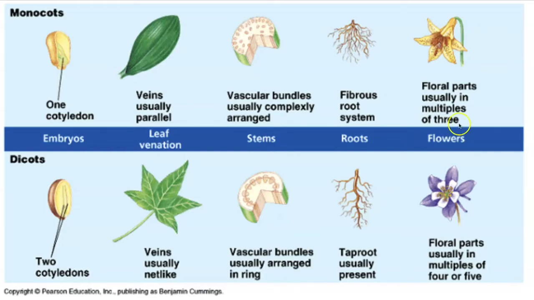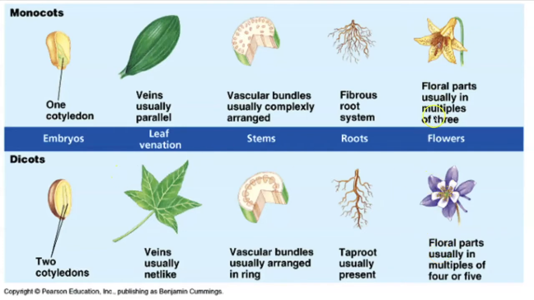If it's in multiples of 3, the petals, or even just the flower parts in general, it's most likely a monocot. If the flower parts are in groups of 4 or 5, it's most likely a dicot.